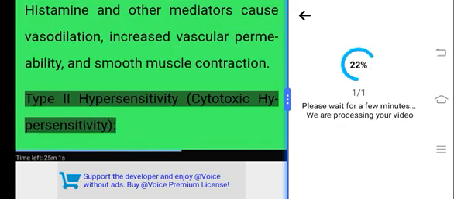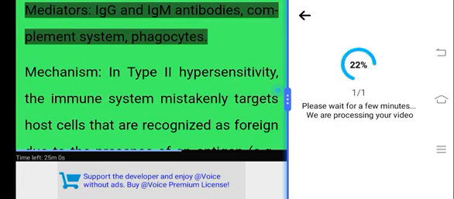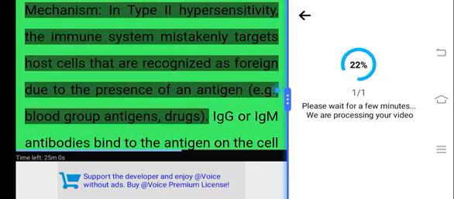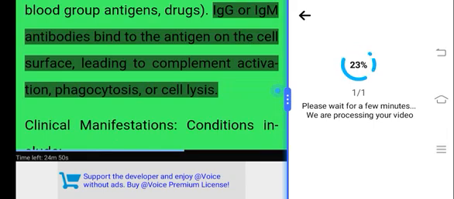Type 2 hypersensitivity, cytotoxic hypersensitivity. Mediators: IgE and IgM antibodies, complement system, phagocytes. Mechanism: in type 2 hypersensitivity, the immune system mistakenly targets host cells that are recognized as foreign due to the presence of an antigen, e.g., blood group antigens, drugs. IgE or IgM antibodies bind to the antigen on the cell surface, leading to complement activation, phagocytosis, or cell lysis.